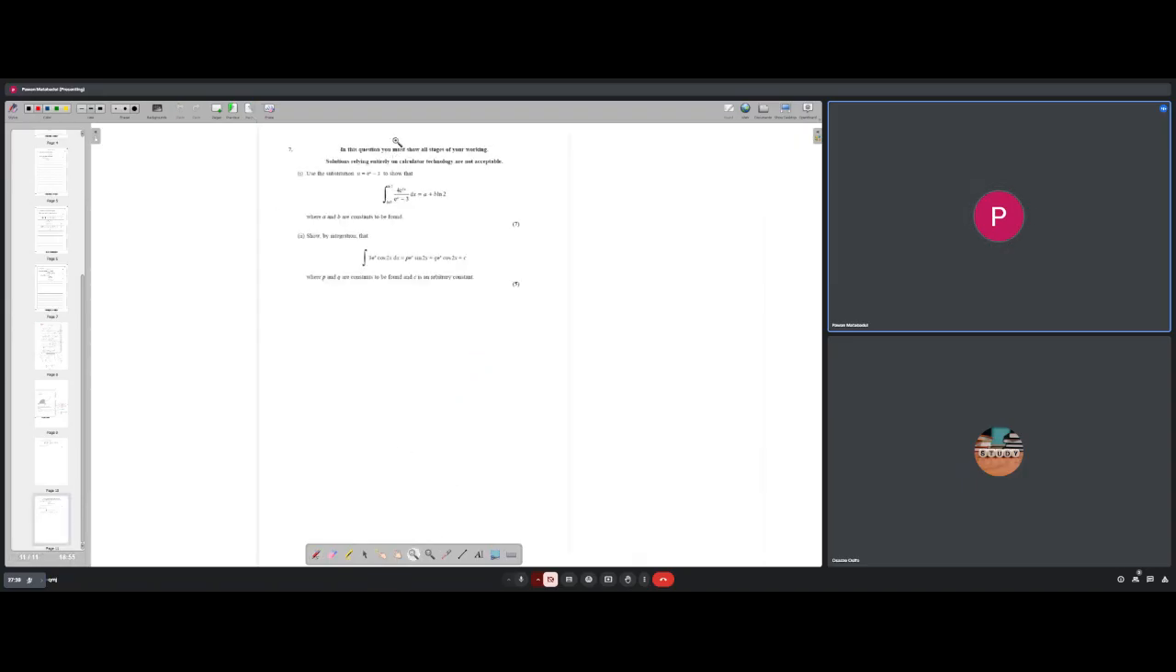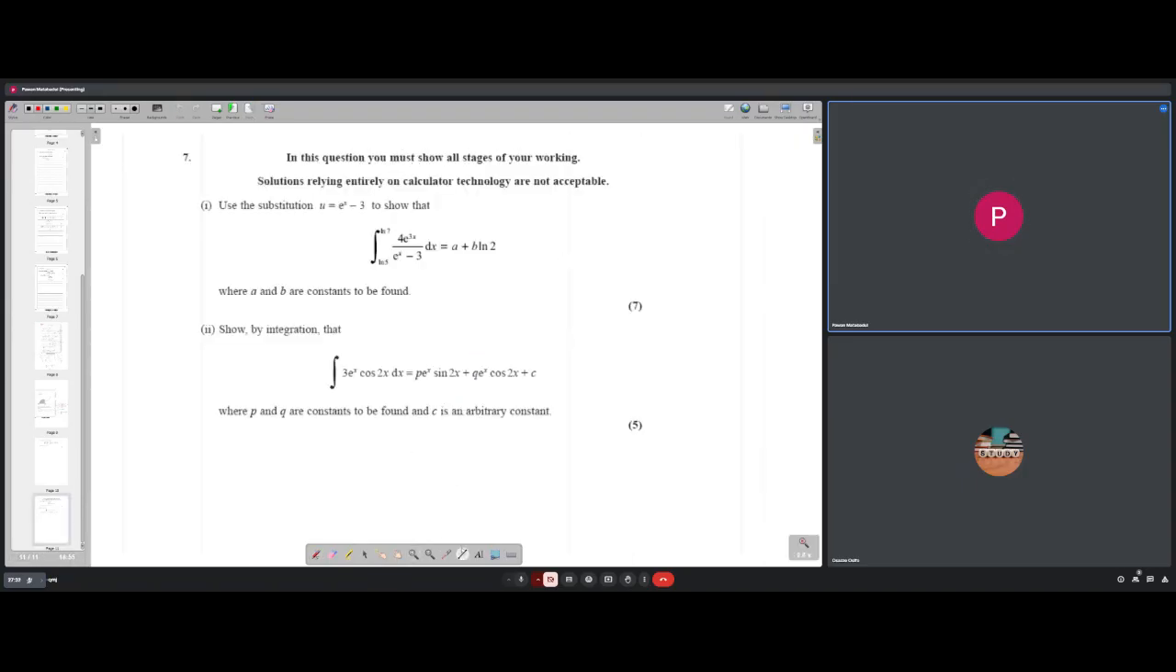Now, it's the second part of the question. These two parts are not related. One's asking you to do something by substitution. One's telling you to do it by parts. There's not really a common link between them, which is contradictory because usually there should be. But I guess the link is that they're both integration questions, nothing else.